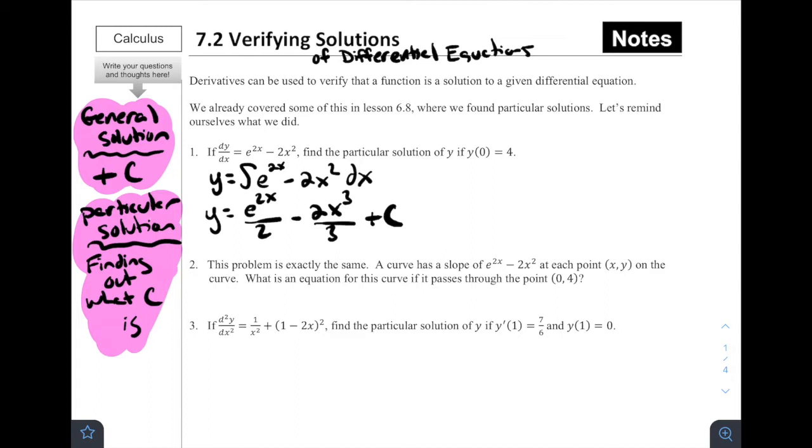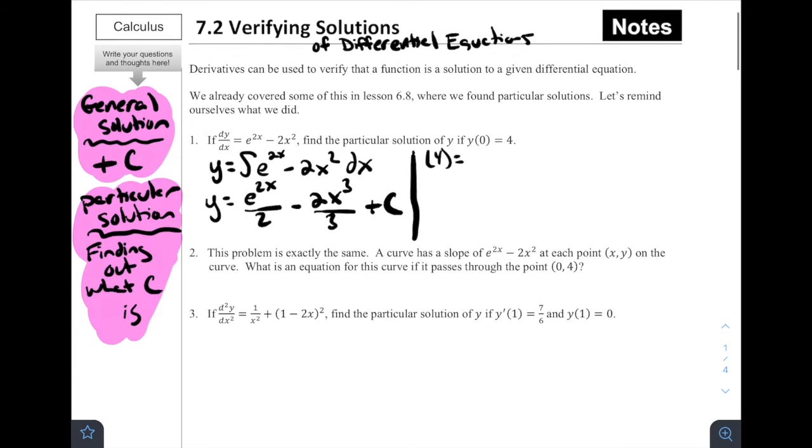Now, at this point, we have enough information to use our initial value to plug in and find out what c is. We know that when we plug in x is 0, which we can plug in for both of these two pieces, the output, the y value, is going to be 4. So I'm going to substitute that in. We're going to say 4 is our y, and that's equal to e to the 2 times 0 over 2, minus 2 times 0 to the third over 3, plus whatever c is.